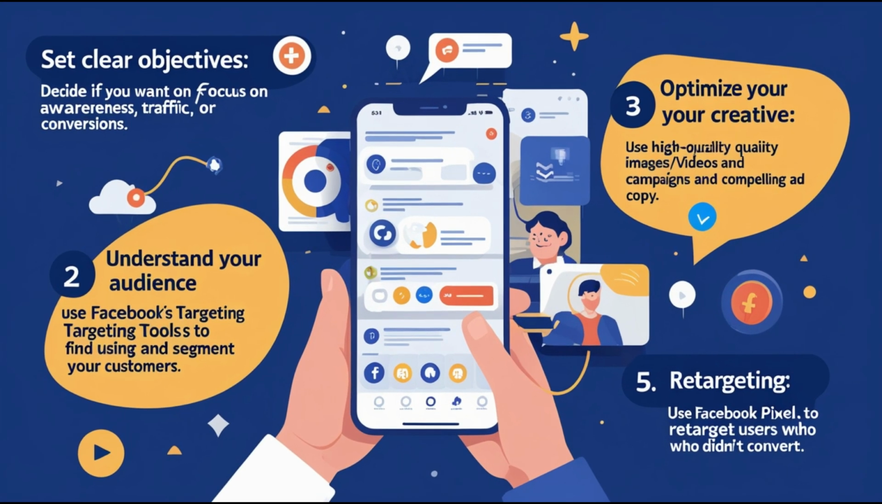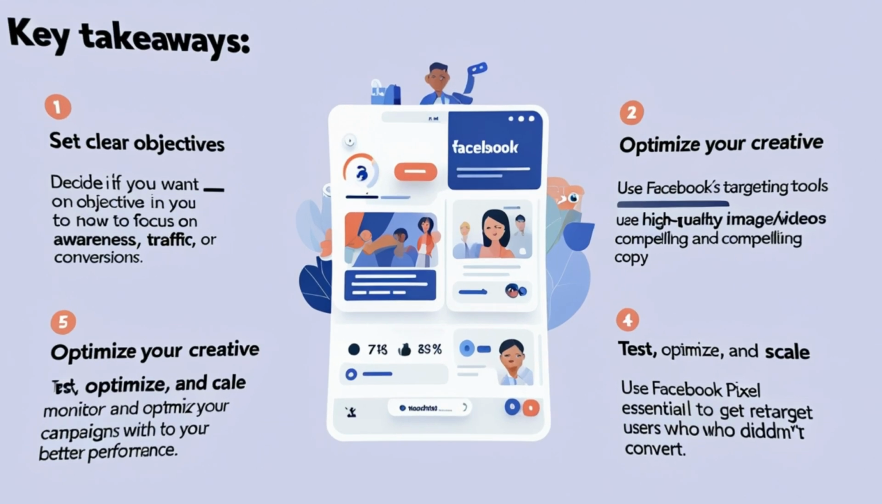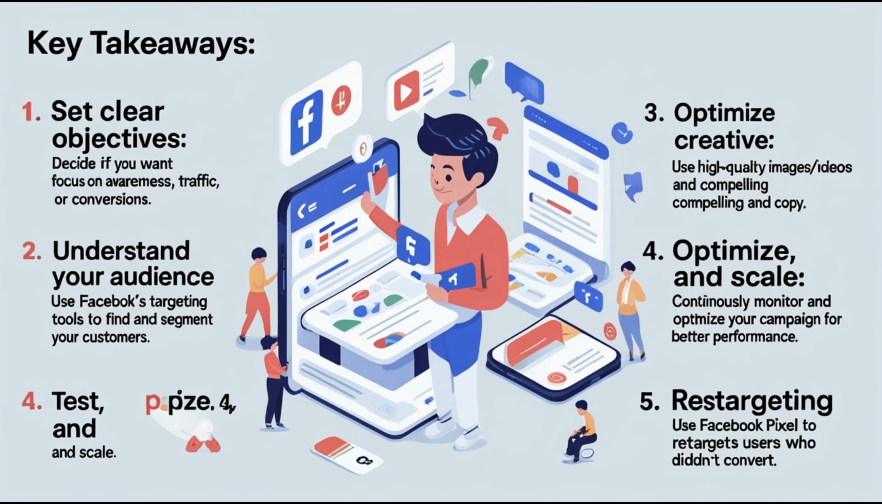Key takeaways. 1. Set clear objectives. Decide if you want to focus on awareness, traffic, or conversions. 2. Understand your audience. Use Facebook's targeting tools to find and segment your customers. 3. Optimize your creative. Use high-quality images, videos, and compelling ad copy. 4. Test, optimize, and scale. Continuously monitor and optimize your campaigns for better performance. 5. Retargeting is essential. Use Facebook Pixel to retarget users who didn't convert.